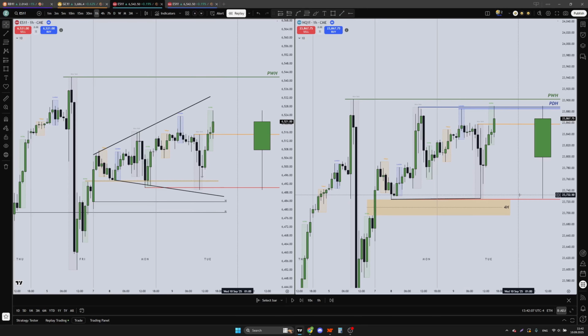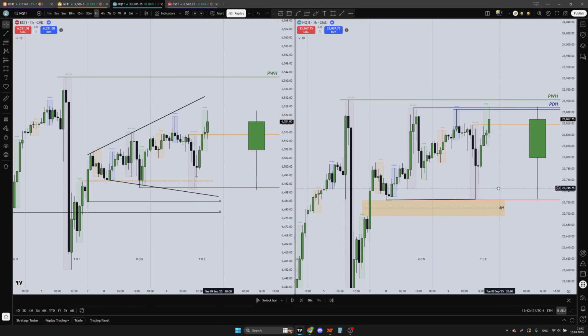And the daily low was established in the New York session at 10 a.m. So that was my trade.